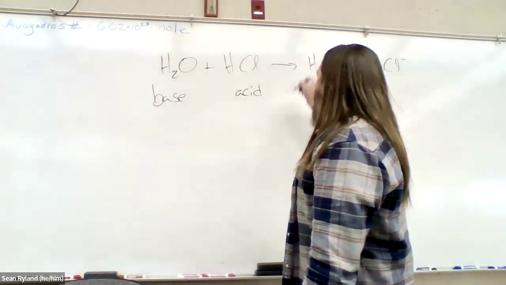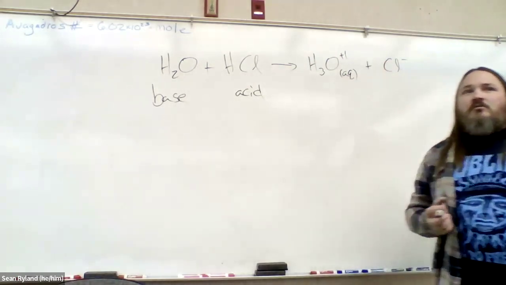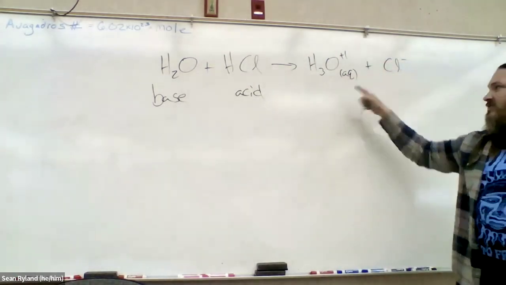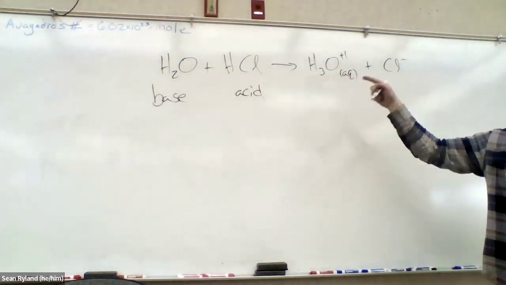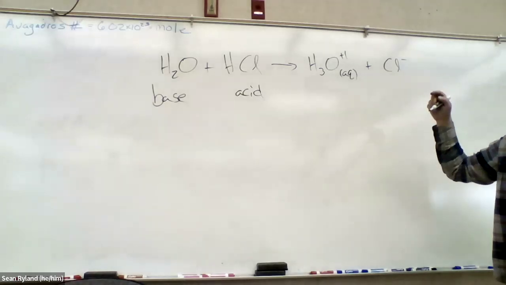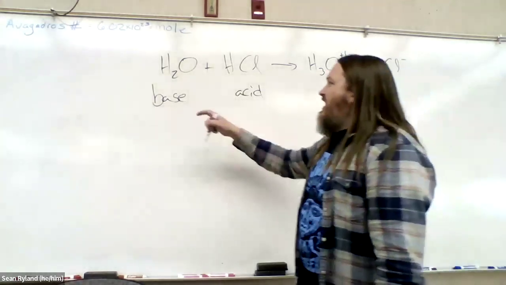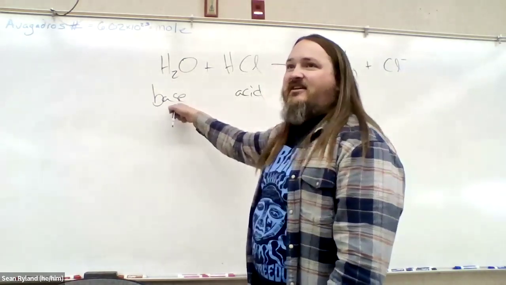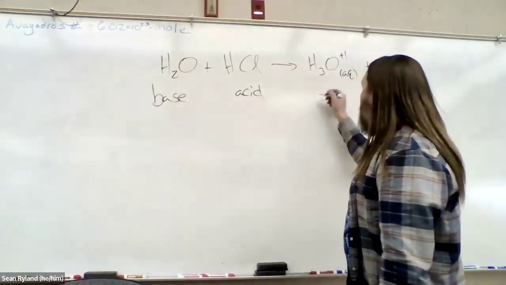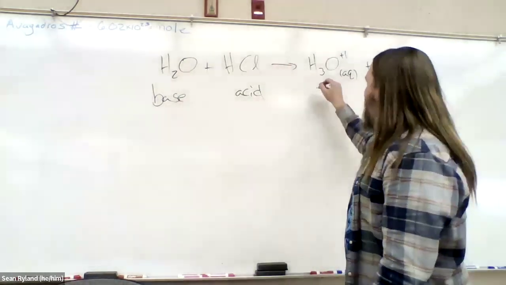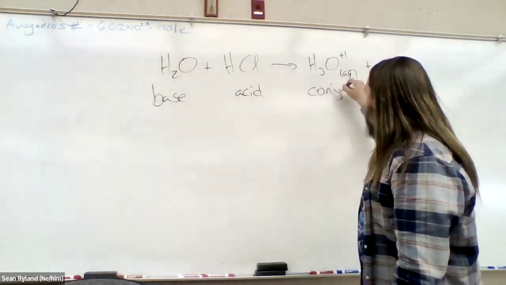If the reaction happens backward, we actually have a term for these two things, the products of an acid-base reaction. Whatever gains the H plus is the base. If it happens backwards, it would be acting as an acid. So we call it the conjugate acid.